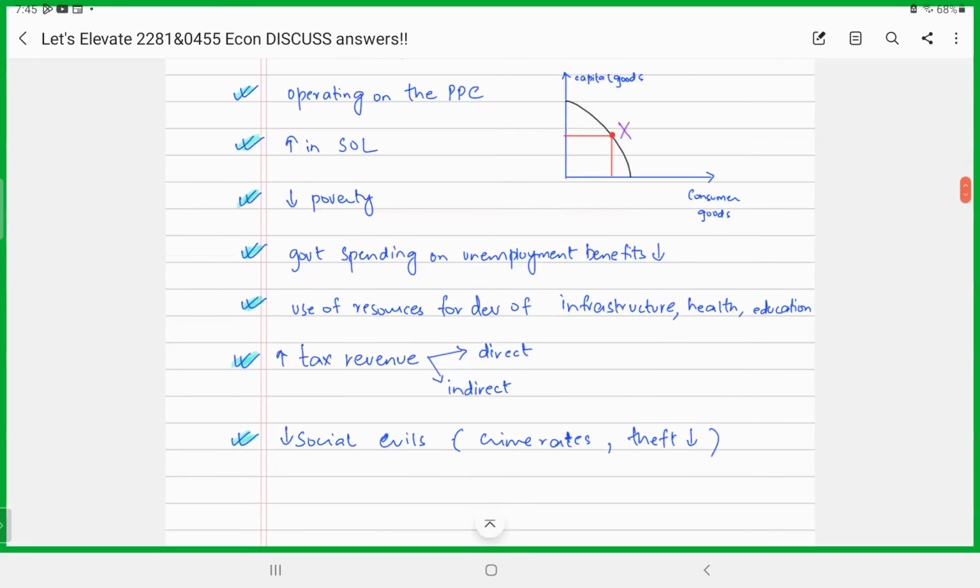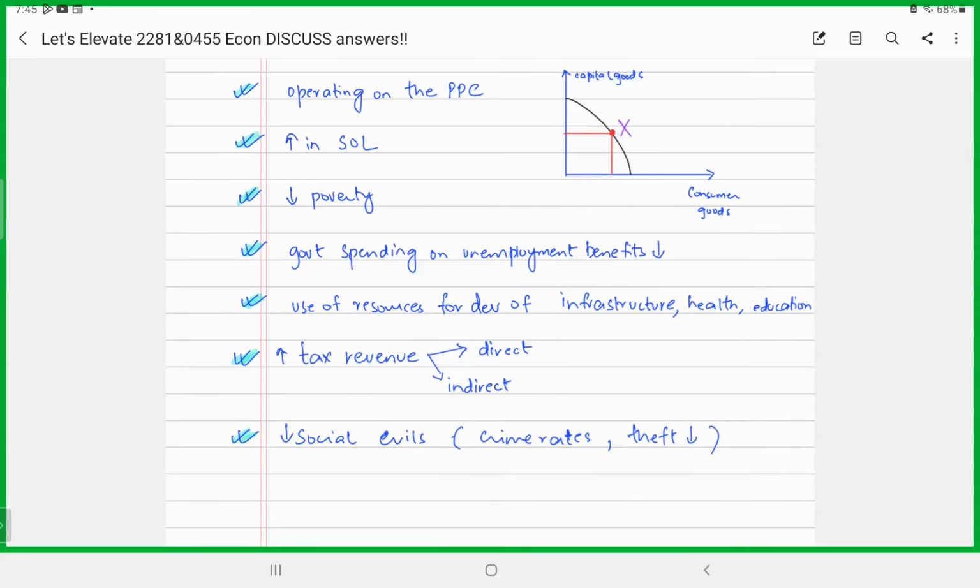However, there's also a plus point that the social evils of the society would also be eradicated. Why? Because the crime rates would fall. The level of crimes and the theft and the robbery would reduce. Why? Because the standard of living will improve. People are earning sizable income. They're not unemployed. They're better off.